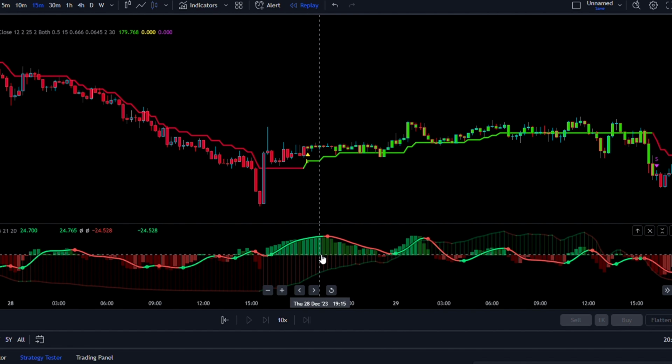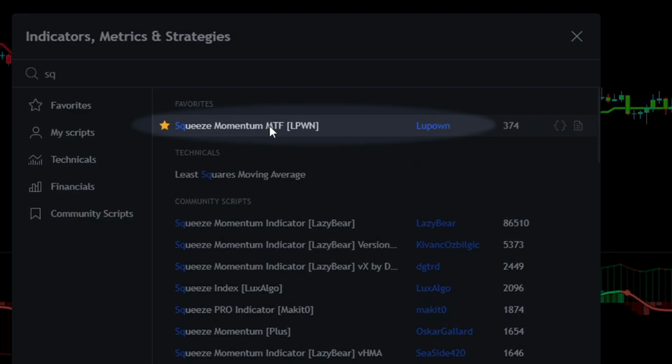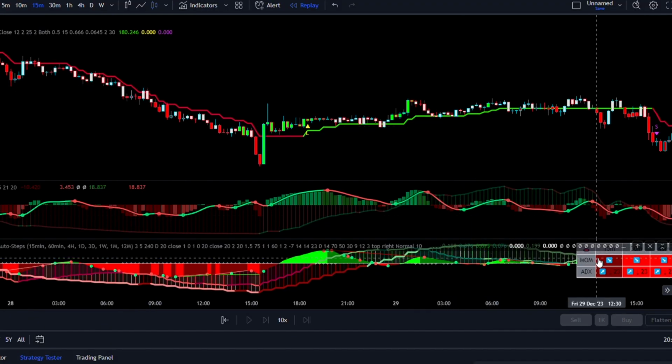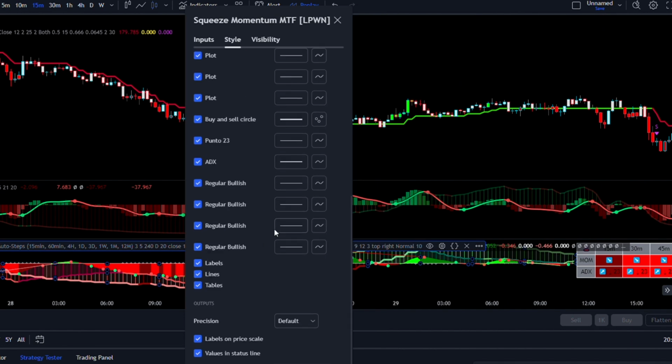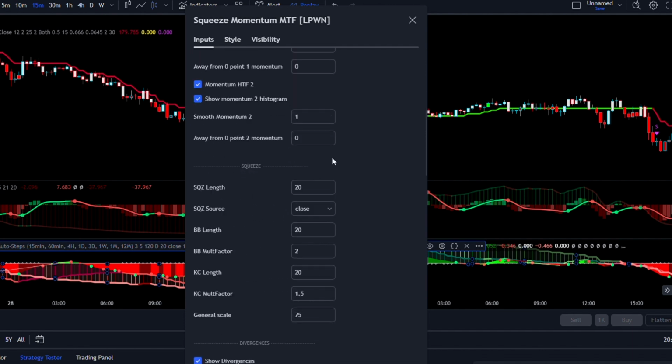So let's go ahead and add the confirmation indicator. And for this, we need the Squeeze Momentum MTF by Lupon. Now let's open up its settings as well. Go to style, scroll right down to the bottom and uncheck the tables. Then let's go to inputs, and under HTF we have fixed TF1, and we're going to change it from 4 hours to 2 hours.